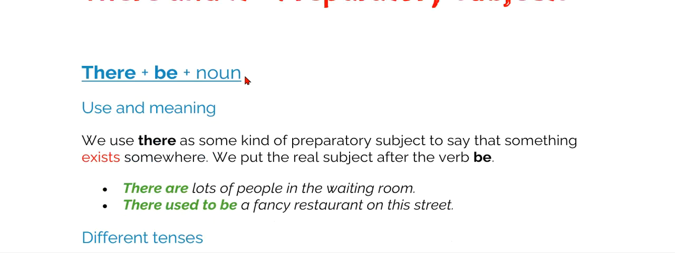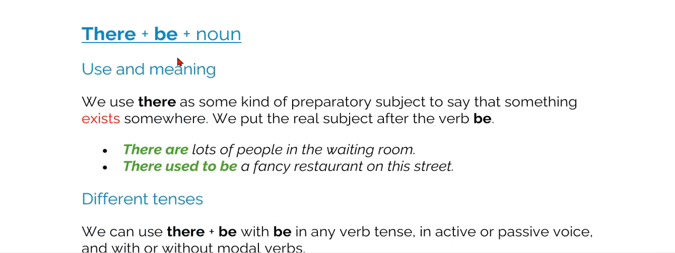Okay, let's talk about there. We can use there in the structure there plus be plus noun. There plus be plus noun. Use and meaning. We use there as some kind of preparatory subject to say that something exists somewhere. We put the real subject after the verb be. So in this structure, there is the preparatory subject and the real subject is the noun which comes after to be. And we use this structure to say that something exists somewhere.